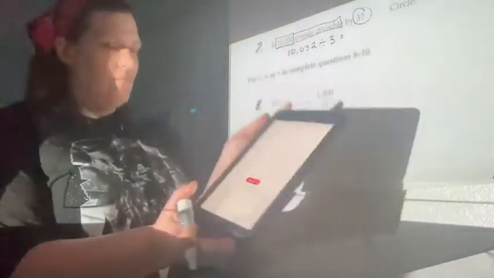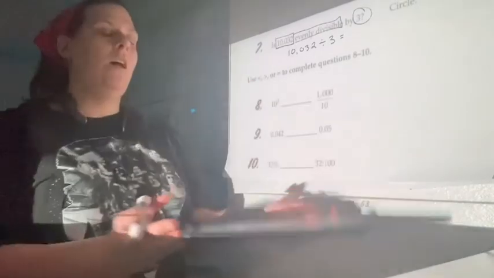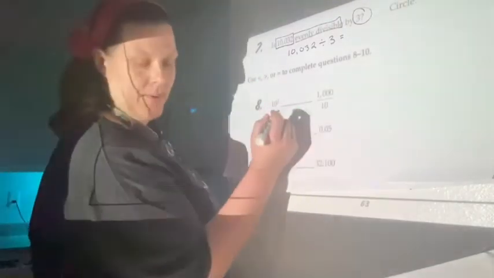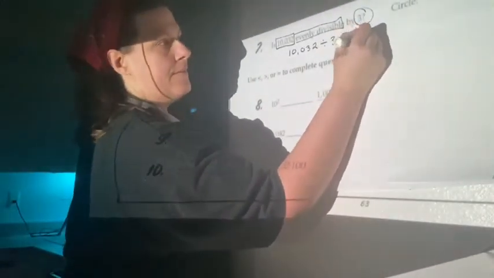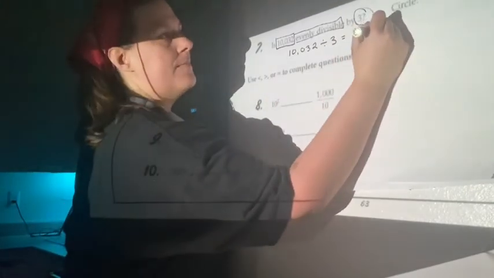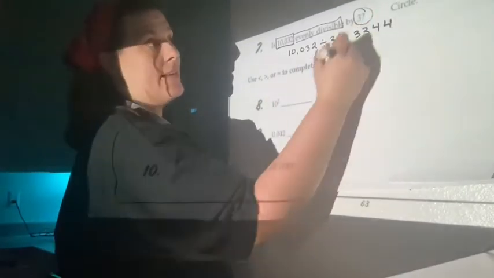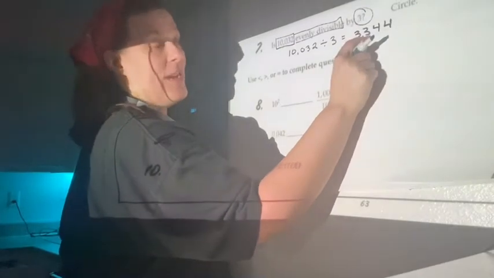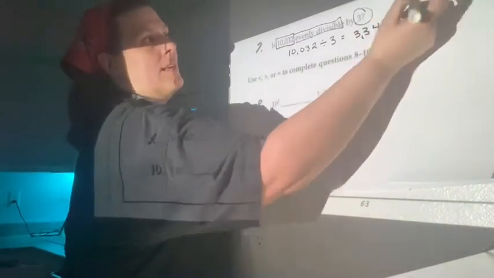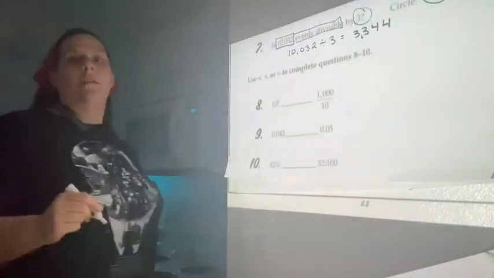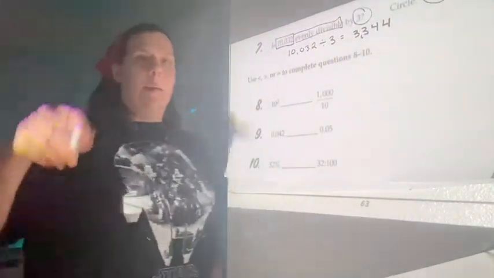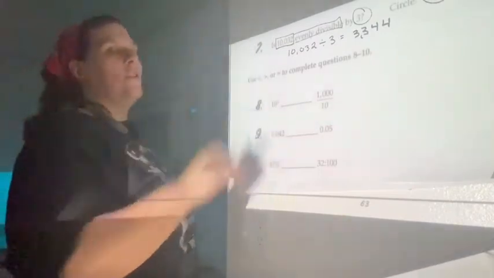3,344. Is there a decimal? No, there's no decimal. The answer to that problem is 3,344. And how we say that is 3,344. Is there a decimal? No. So that is evenly divisible by 3. Got it.